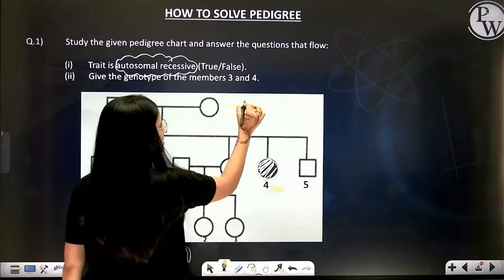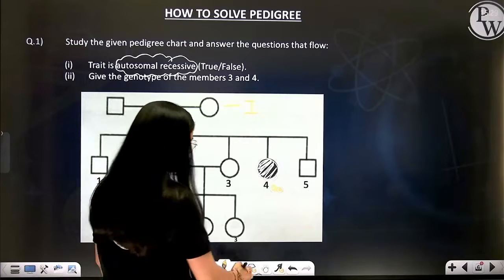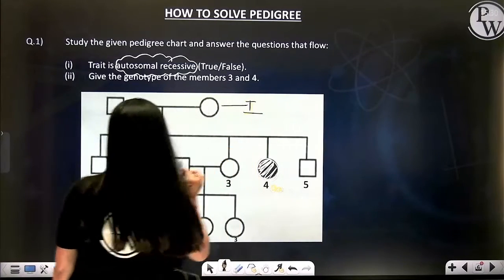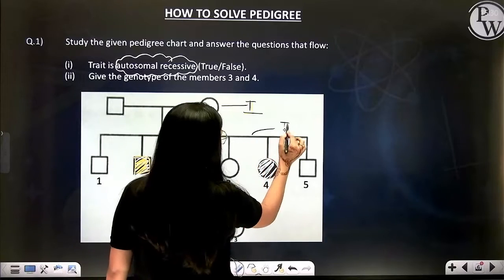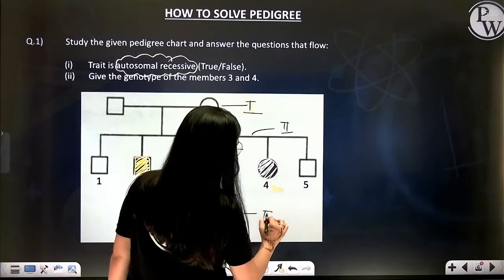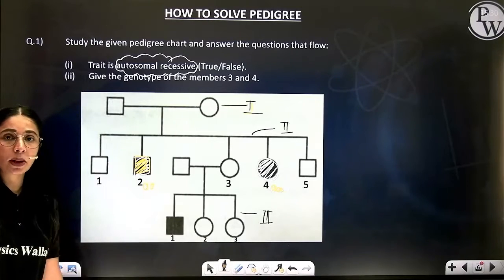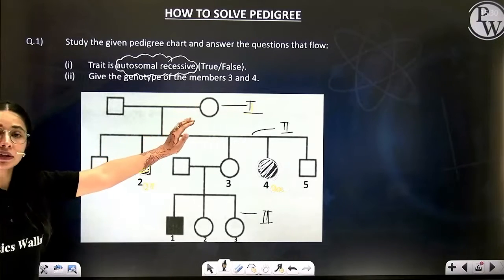Now this is the first generation. Black will be okay. This is the first generation, this is the second generation of the chart, and this is the third generation. Clear? Itna samajh mein aa gaya to everyone. Now, the first generation, they are normal.